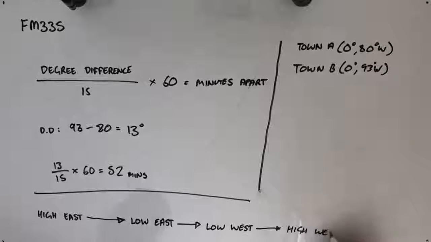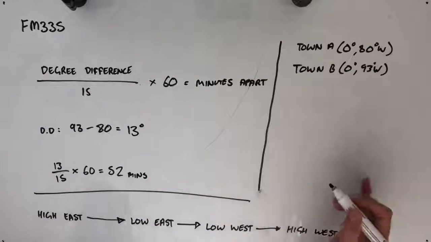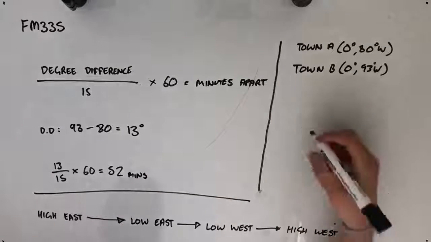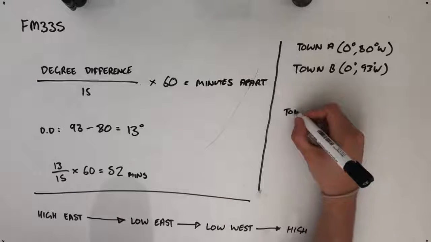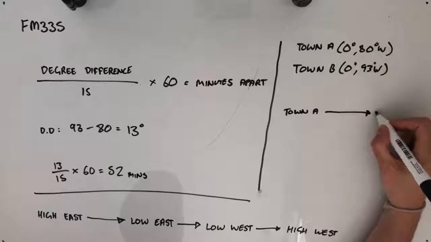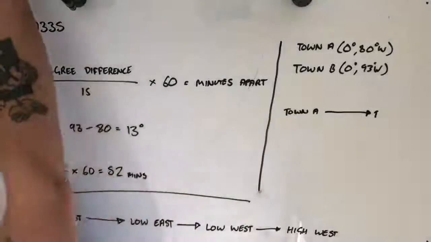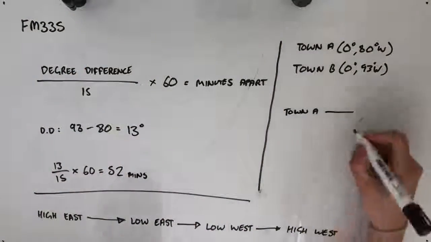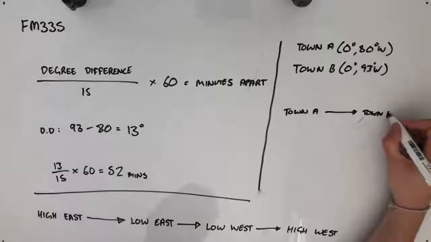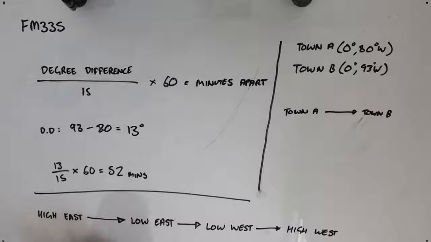So have a play with a globe if you can get your hands on one, or go back to your textbooks and have a look at this. But this is the order that each day will flow in. So the highest east locations will come first, down to low east, then low west, then high west. So in this scenario, since Town A is lower west than Town B, we know that Town A is going to have their sunrise before Town B does.